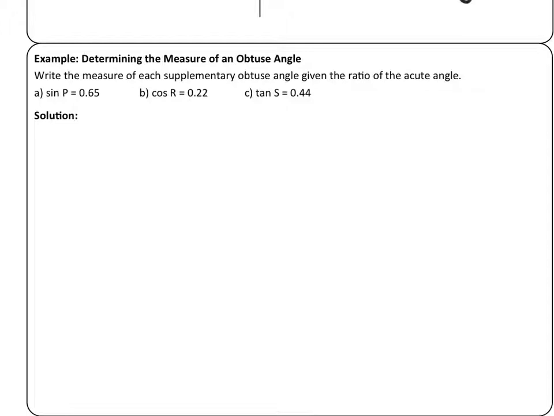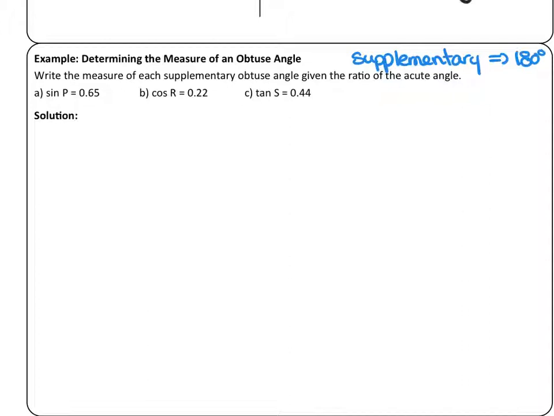All right, so the example says write the measure of each supplementary obtuse angle given the ratio of the acute angle. Supplementary just means that they add up to 180 degrees. And as I was saying, sine, cos, and tan are always positive between 0 and 90. So if we do this on the calculator, it's going to give us a positive acute angle, but we don't want the acute angle, we want the obtuse angle.